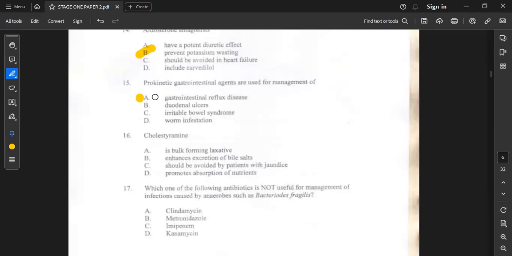Anyone wants to add anything on it? Anyone?